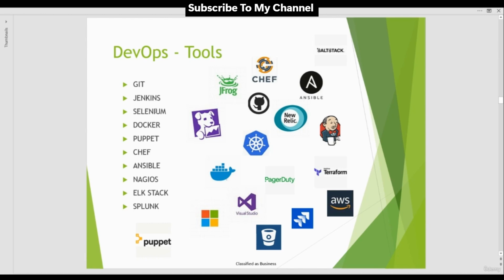Selenium. Selenium is a test automation framework. Docker, again, this is a server. Then you have Puppet, Chef, Ansible, Visual Studio, PagerDuty, Terraform, Chef, JFrog. This is again an artifactory management tool. We have Salt, Slack, AWS. This is a cloud solution. Then you have Bitbucket. This is a version control system.